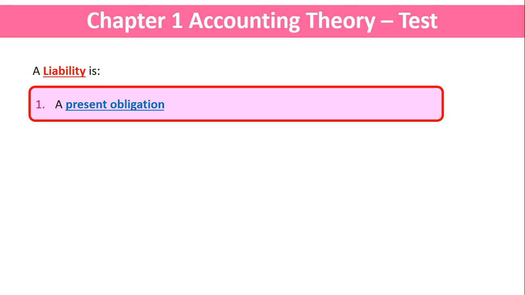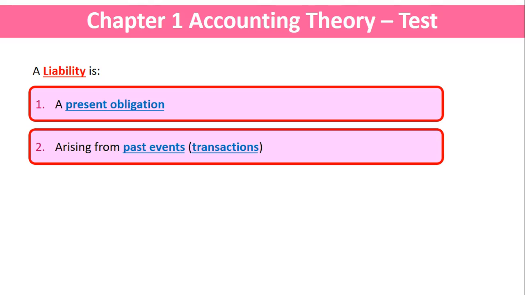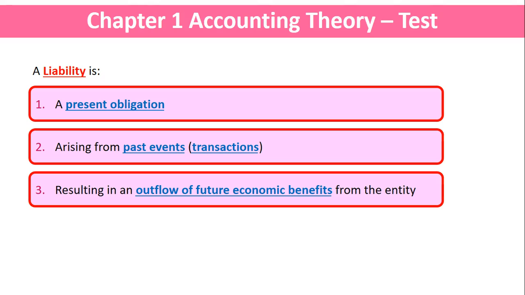It says a liability must be a present obligation arising from a past event or a transaction which results in an outflow of future economic benefits. Let's apply that to the current situation. The business has approached a prospective supplier and said, can you supply us a product? And we've been given some prices. We were told one price for 1,000 units, another price for 2,000.